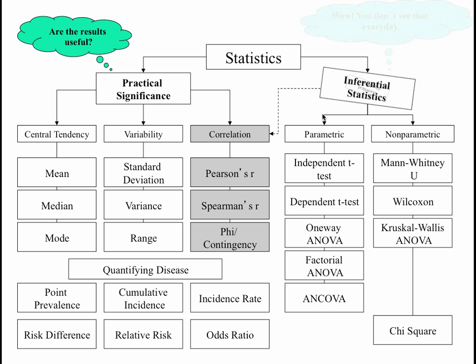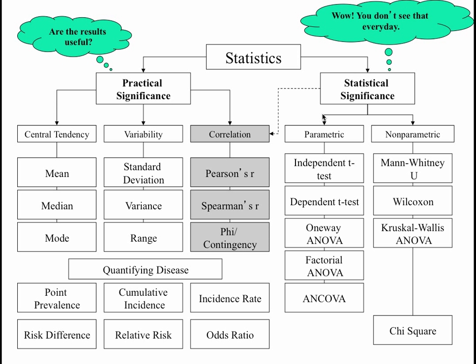Inferential statistics, on the other hand, deal with the issue of statistical significance. Now, statistical significance, in layman's terms, basically is, wow, you don't see that every day. But in a more scientific explanation, essentially what we're saying is we have found in our study a difference that was so large it was not likely to have occurred by chance alone.